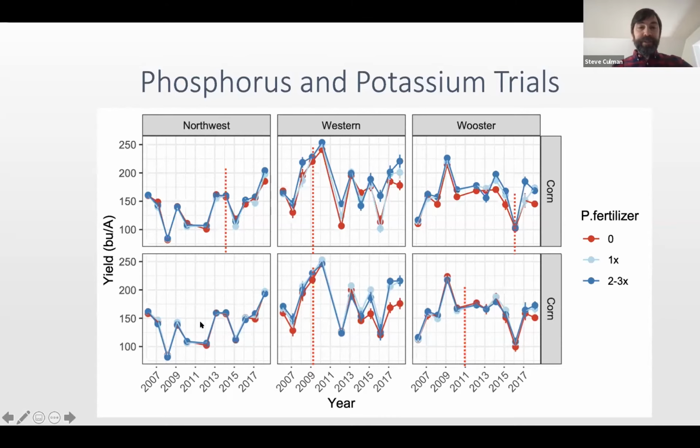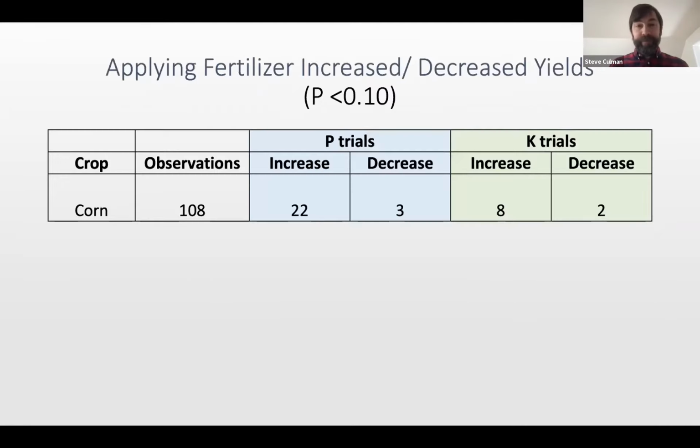But at some of the other sites, say at Northwest, where we never reach below that critical level, there's really no evidence that fertilizing here actually made any difference in yield, okay? So we can take these pieces and add them up from an observation where we're looking at statistical differences between when we applied fertilizer and either increased or decreased yields.